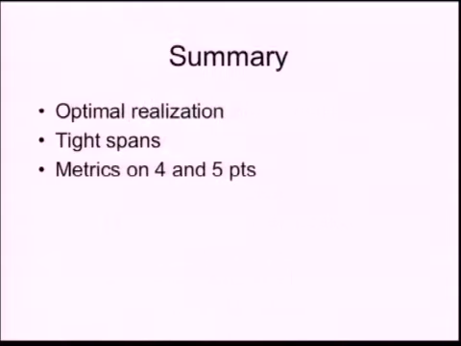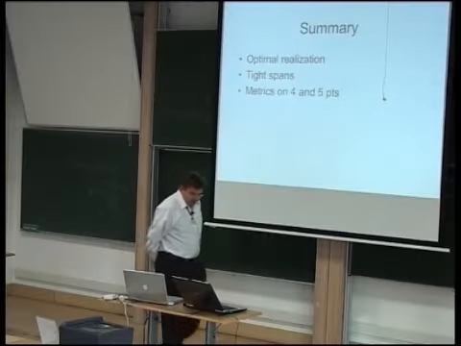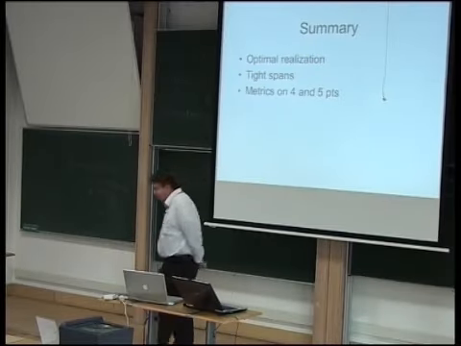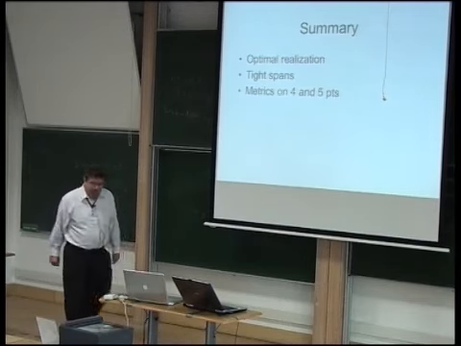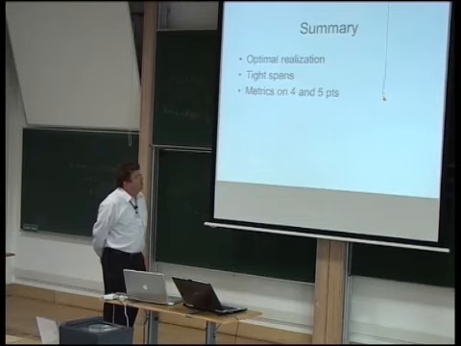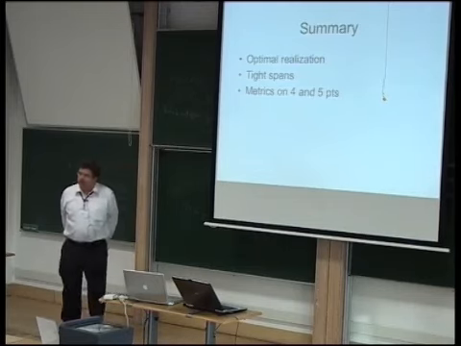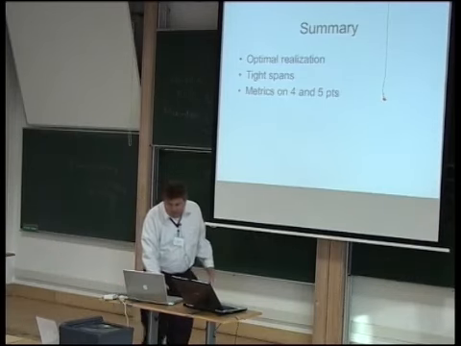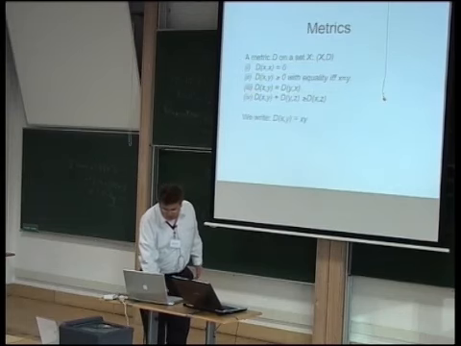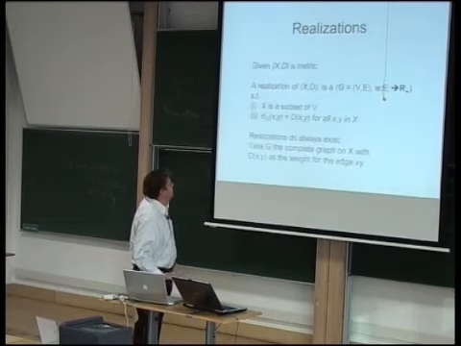So, what I will do is first look at optimal realizations, then I will look at time spans, and then I will look at metrics on 4 and 5 points. 4 and 5 points sounds very little, but it turns out that even on 5 points we don't really understand the metrics yet. We already know what a metric is, so I will not do that.